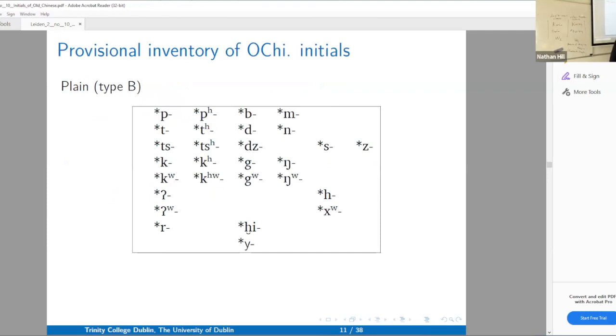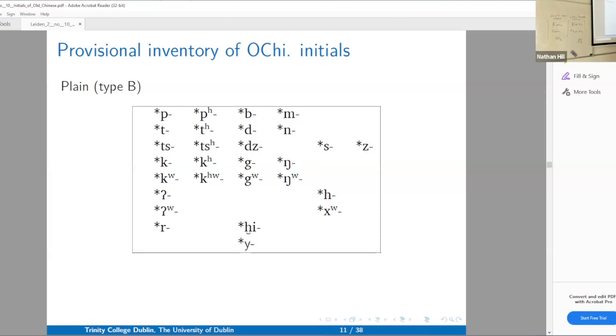Okay. So now this is our provisional inventory of Old Chinese initials. Basically what I did was just take the Middle Chinese initials, get rid of the palatals, and add labial velars. You see this is the U, which I've just put there because I haven't done anything with it. That's this one. This one we talked about yesterday. So this is what we have.